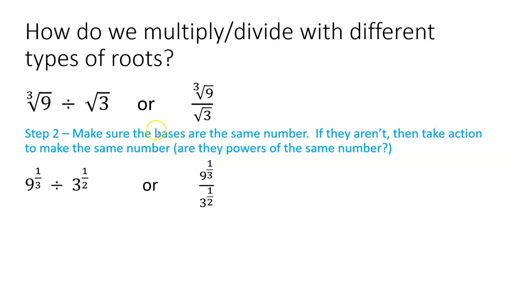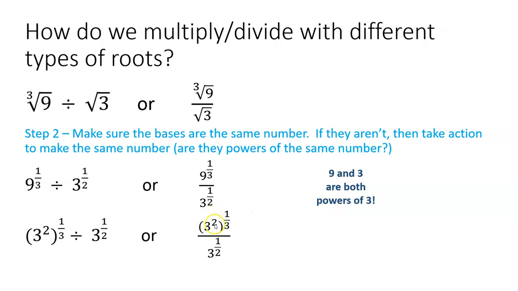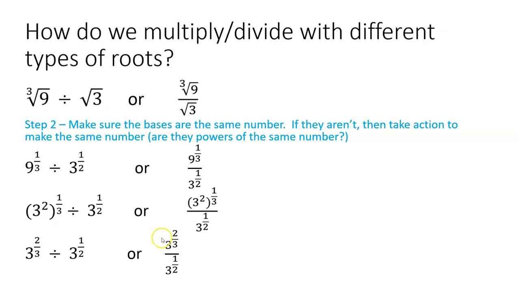Step 2, make sure the bases are the same number. You'll recall we determined that 3 would be a great base to use. So this 9 needs to turn into a 3 squared. This 3 can stay the same. So 3 squared to the 1/3 power, that's got to turn into 3 to the 2/3 power. So we have 3 to the 2/3 power over 3 to the 1/2 power.